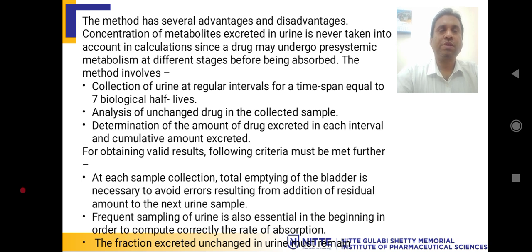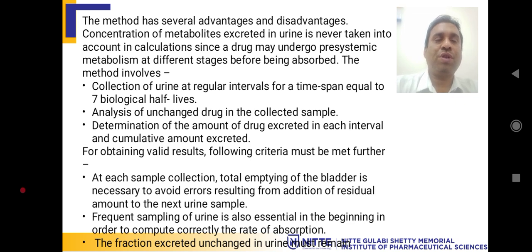The method involves collection of urine samples at regular intervals for a time span of 7 biological half-lives. Analysis of unchanged drug in the collected sample, determination of the amount of drug excreted in each interval and cumulative amount excreted. For obtaining valid results, the following must be met. At each sample collection, total emptying of the bladder is necessary to avoid error resulting from addition of residual amount to the next urine sample.